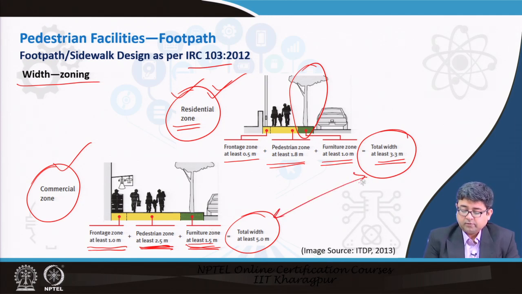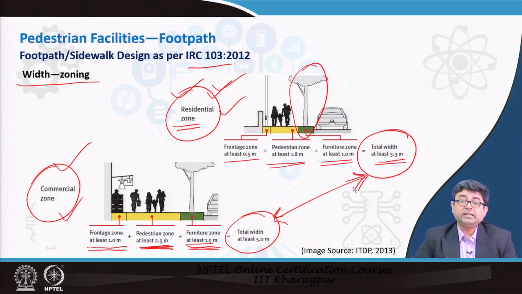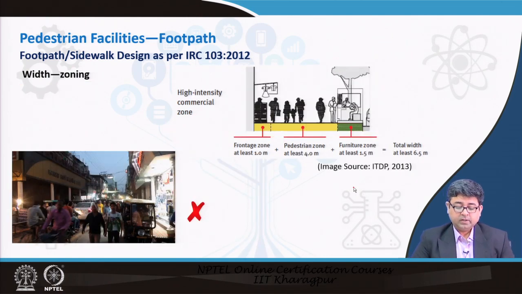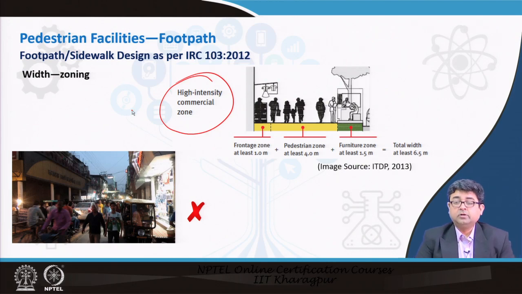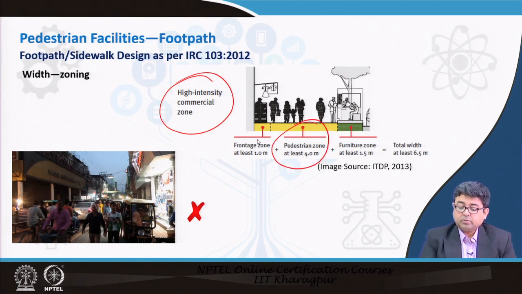So, when you go from a residential zone to a commercial zone, you see that the width of your sidewalk increases from 3.3 to 5 meters. Finally, if you are in a very high intensity commercial zone, for example, the central business district, your pedestrian zone increases to 4 meters.